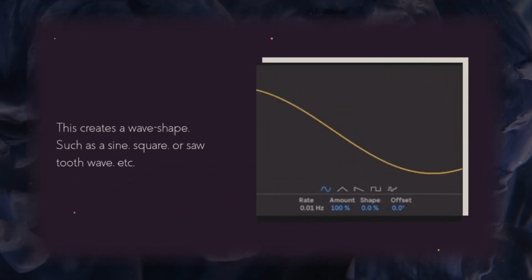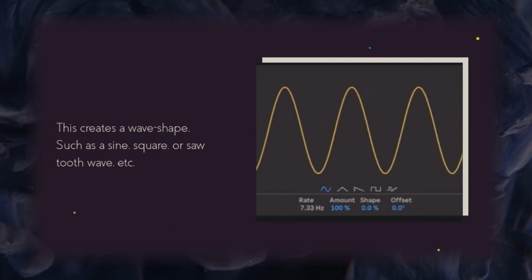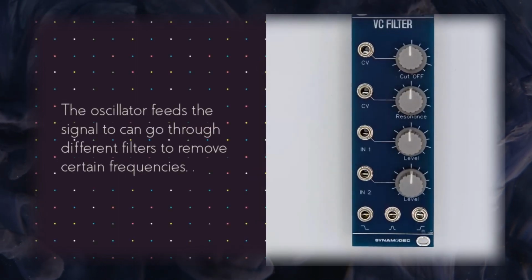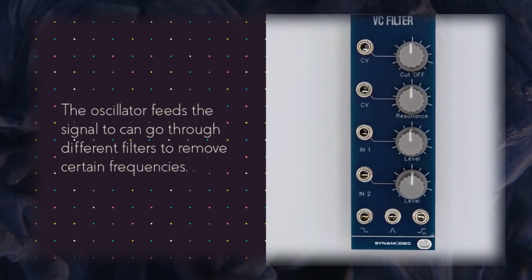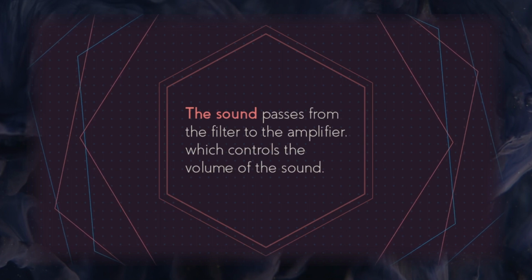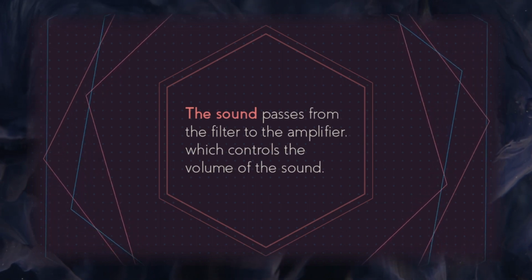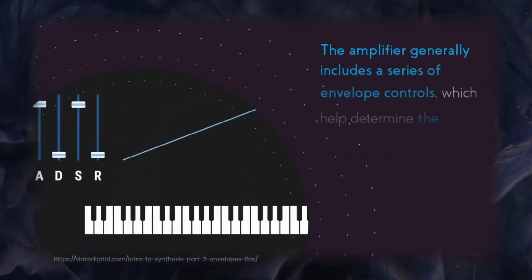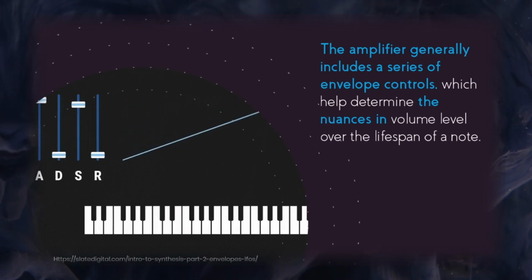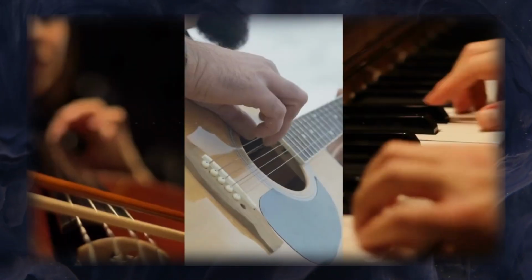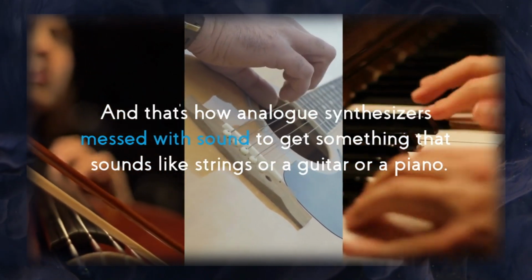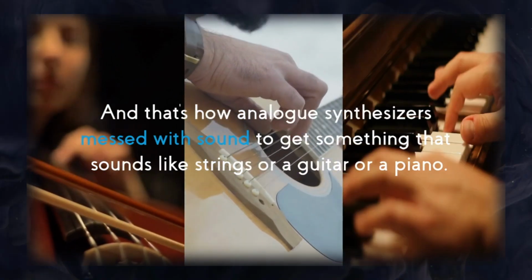That then becomes a wave shape, such as a sine, square, or a sawtooth, etc. There's many types. After that, that signal goes to a filter, and the filter takes out certain frequencies. And then it goes to an amplifier, which makes the sound louder, and that amplifier has an envelope of attack, decay, sustain, and release, which changes the nuance of the sound and alters it. So that's how analog synthesizers messed with sound to get something that sounds like strings, a guitar, or a piano.